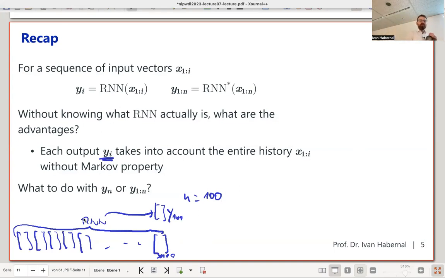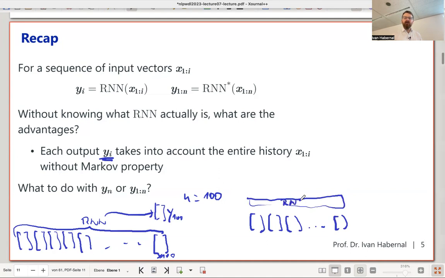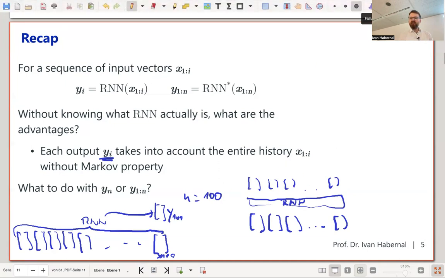So what do we do with these outputs? What do we do if, after seeing 100 words, we have one vector? Or we might have 100 input vectors, and here is this thing, the RNN, and we have 100 output vectors of different dimensionality. Now let me use different colors to really highlight the advantages. At input one, it just saw this vector. At input two, it saw this thing. At output three, it saw all the three inputs. So this is the whole sequence in there.